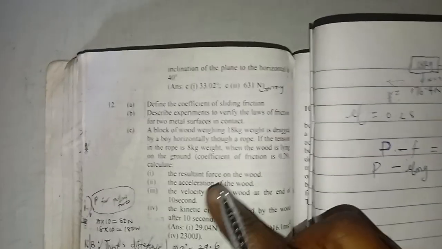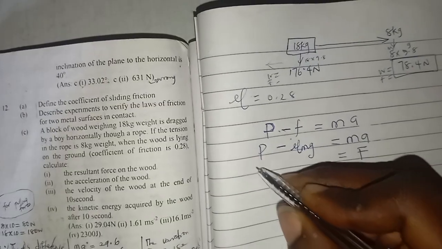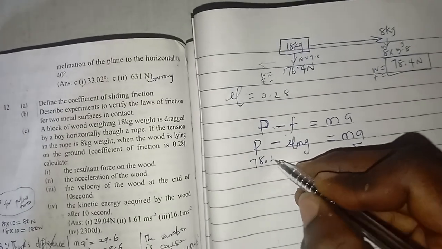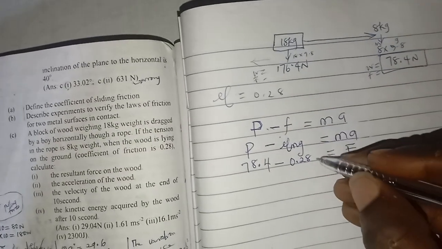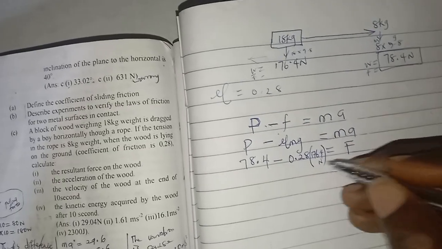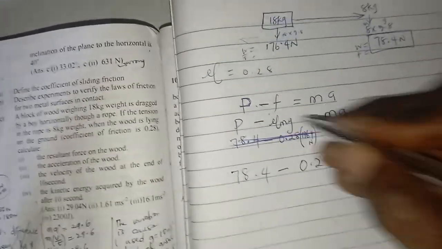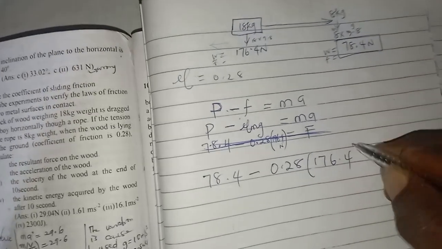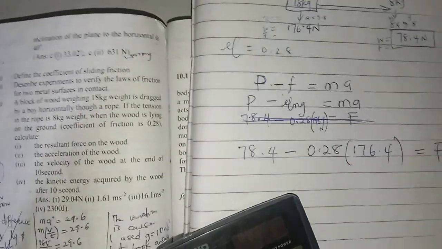In this case, watch, the resultant force on the wood is just F equals to, so I'm now going to have 78.4 minus 0.28, that is the coefficient of friction, times 176.4 Newton. Let me do this well. F is ma, but since they're asking for the resultant force, there's no need putting it as ma.